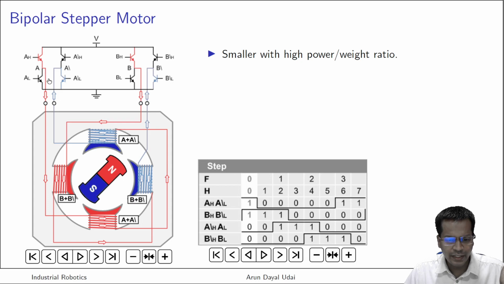If current flows in a clockwise manner, it makes this one north and this one south. If I reverse the polarity, this becomes north and this becomes south. Got it? So by reversing the polarity, you can change the pole. So instead of having a fifth wire which is ground and just 4 switches, over here you have H bridges. And how many transistors? 1, 2, 3, 4, 5, 6, 7, 8.